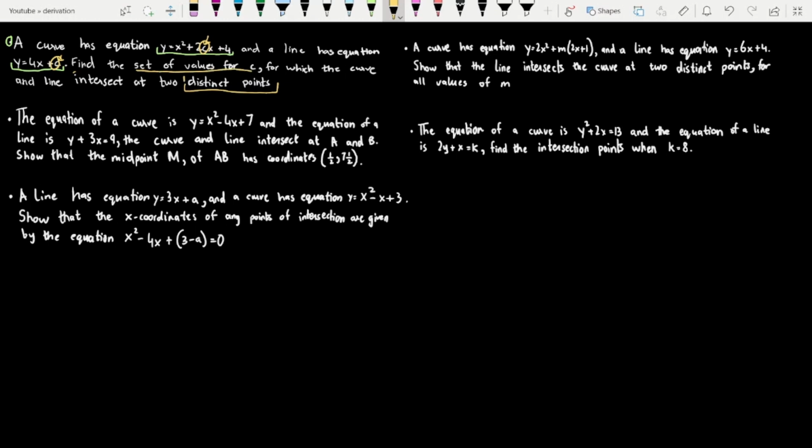So what does this tell us? What does this distinct point tell us? Don't worry about the values for c for now. Just look at this distinct point right over here. This is where your answer lies. They're telling you that the curve and the line need to intersect at two distinct points. And how do we find that?